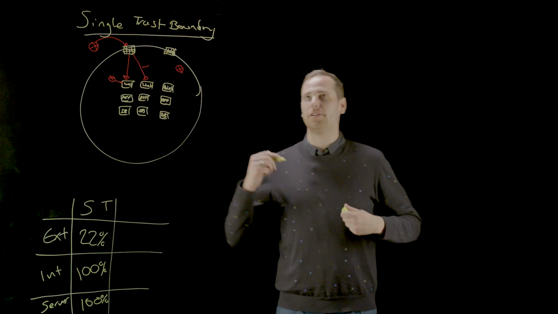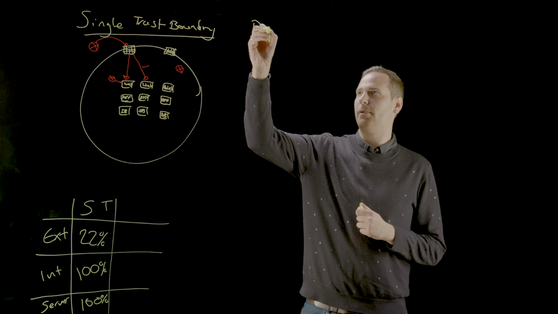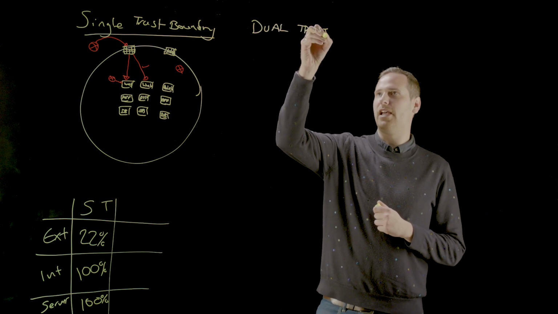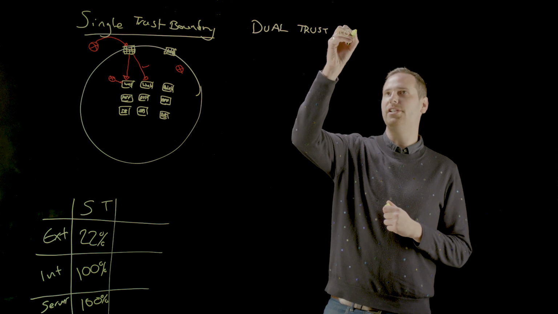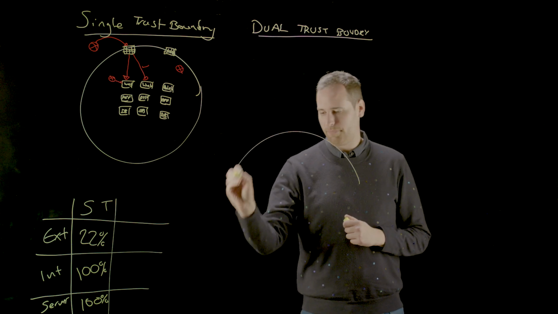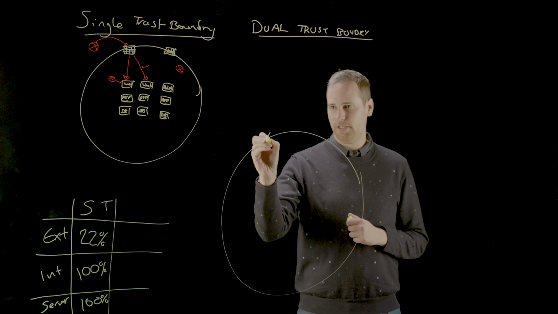Now let's look at the second model. This is the dual trust boundary. So similarly to the first model, it has the same exterior boundary, but in addition, it has an internal layer. So let's draw this up again. So we've got our external trust boundary.